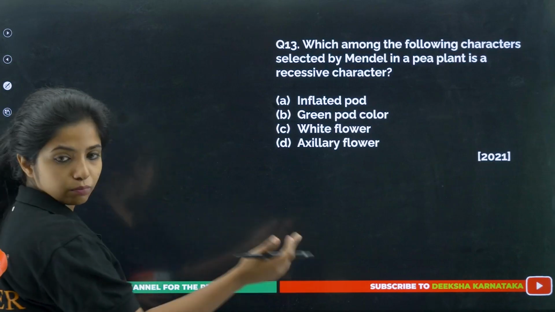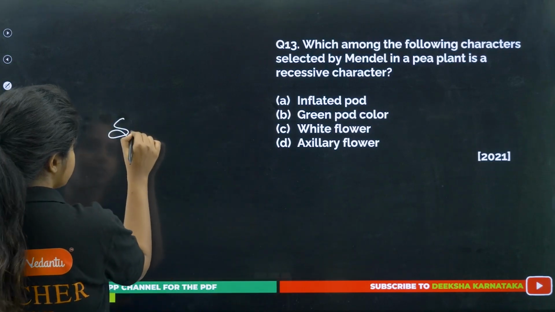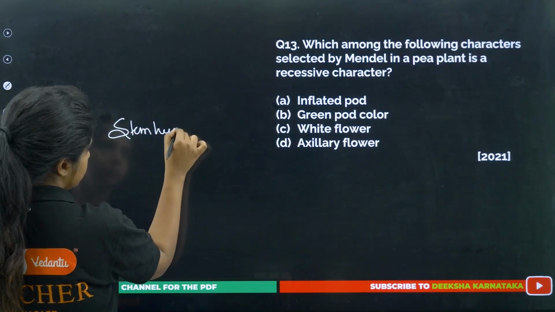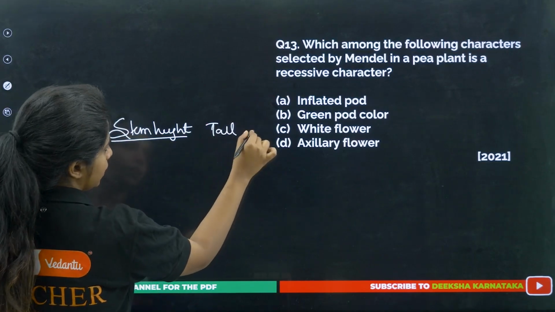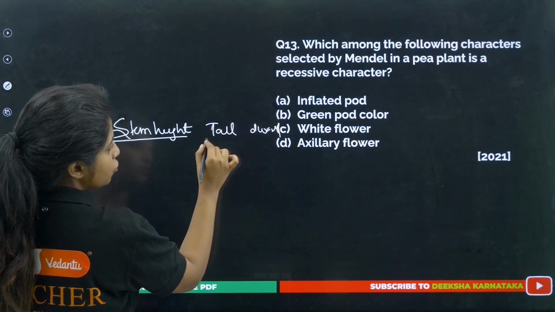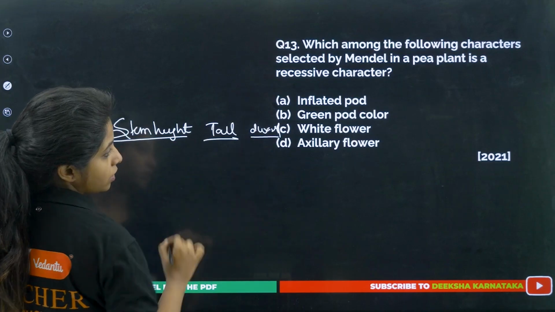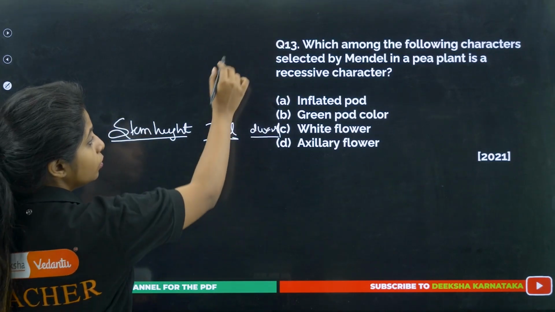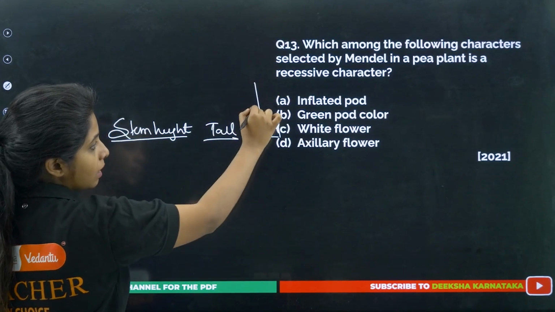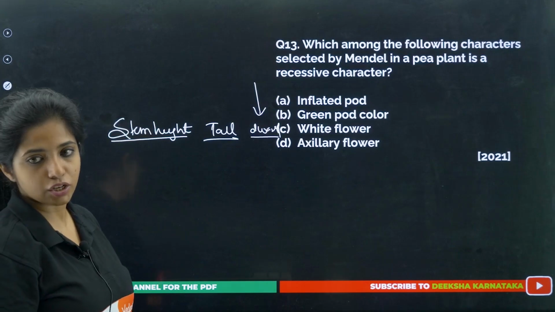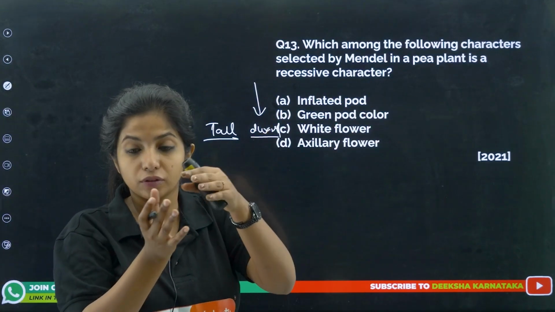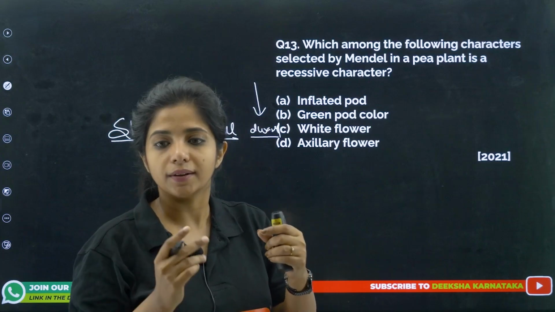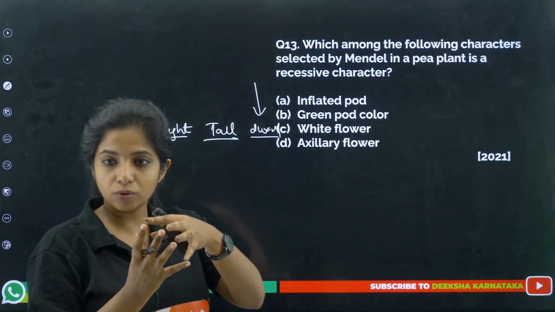Okay, you have in all of them, for example, when you talk about stem height, you have 2 things. One is tall and the other one is dwarf. Which one is dominant? Tall is dominant. Which one is recessive? Dwarf is recessive. So they are asking you which among these things comes under recessive characters that he chose. Okay, inflated pod, when the pod is full. The green covering that you see, if it is full, it is known as inflated.